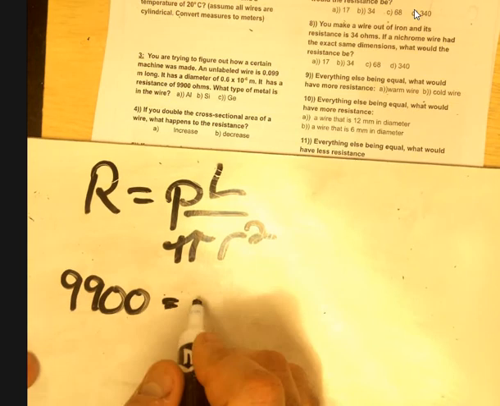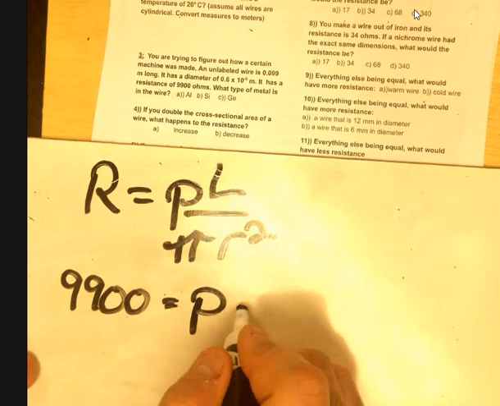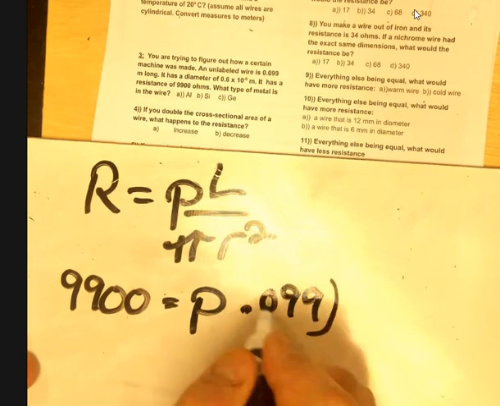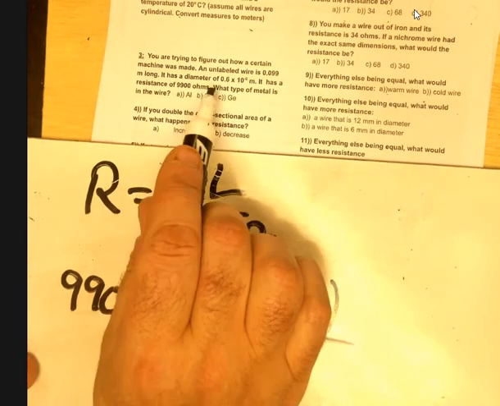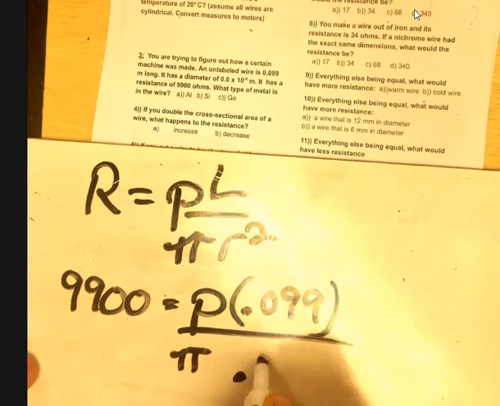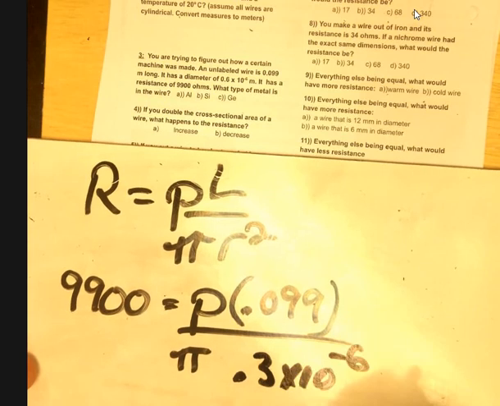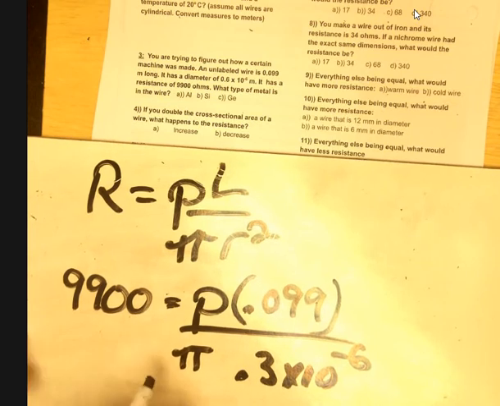The P is the unknown. The L is 0.099 meters. Then we have our pi, and the diameter is 0.6 times 10 to the negative 6. So the radius is 0.3 times 10 to the negative 6. Remember, you only cut the first number in half. The power here does not change. This is the number of decimal points that you move, and that doesn't change, just change the digits. Okay, next. We want to get the P by itself.